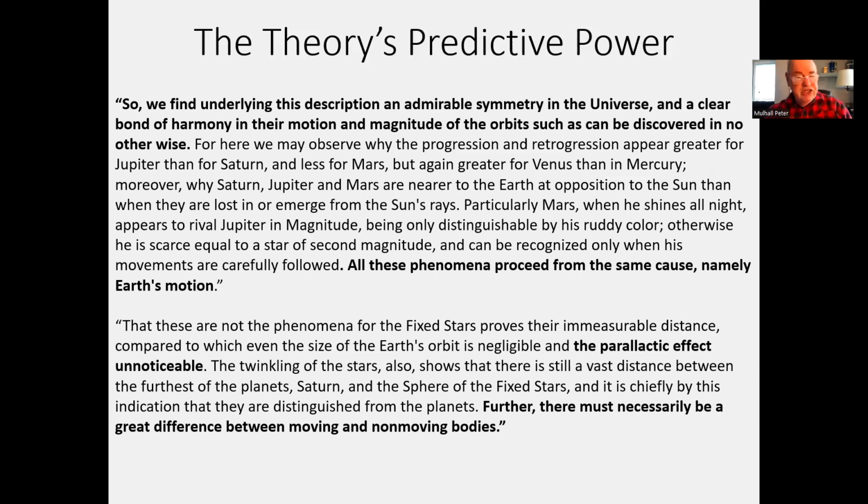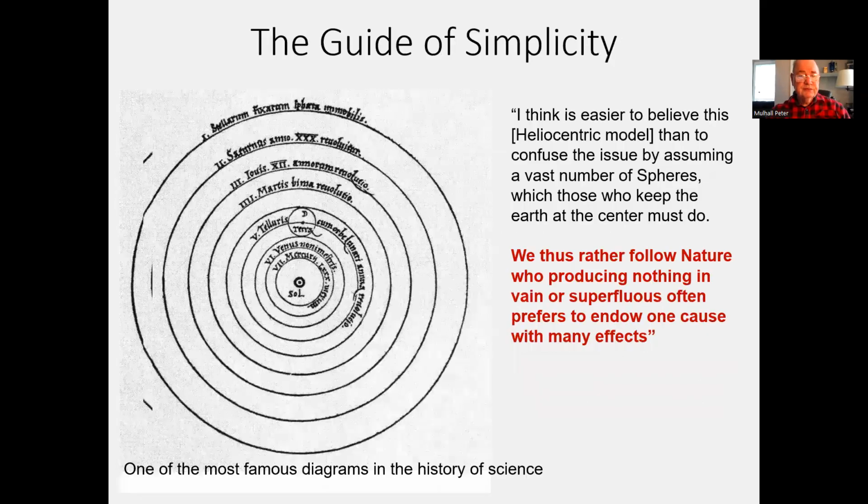Further, there must necessarily be a great difference between moving and non-moving bodies, right? The planets are moving, but yet the fixed stars are not moving, not in his theory. The celestial sphere is fixed. It's the Earth spinning once a day that creates that motion. And clearly, there must necessarily be a great difference between moving and non-moving bodies, right out of Aristotle.